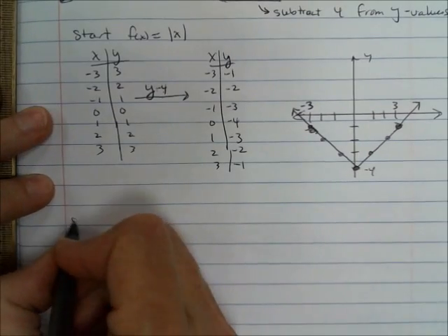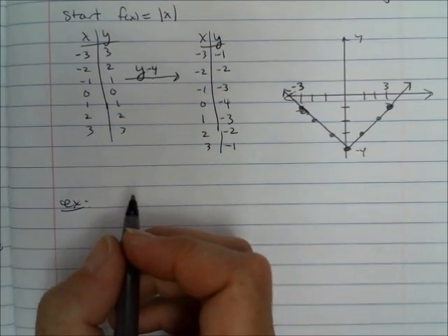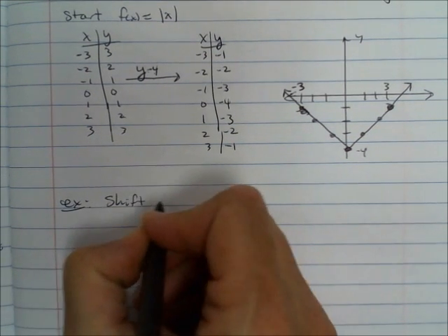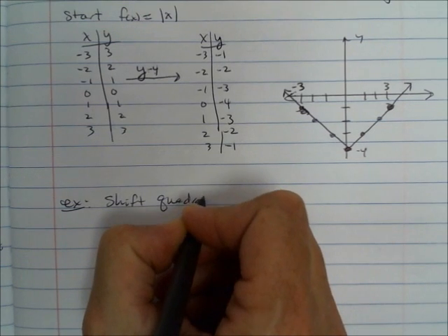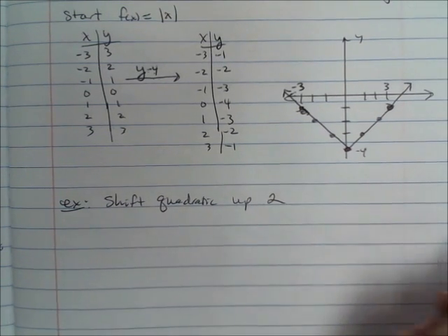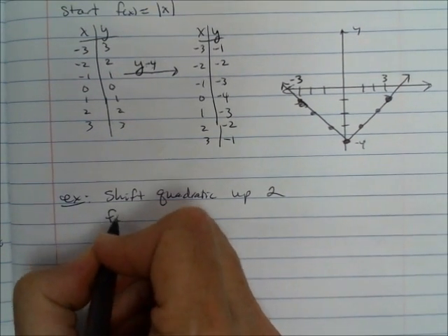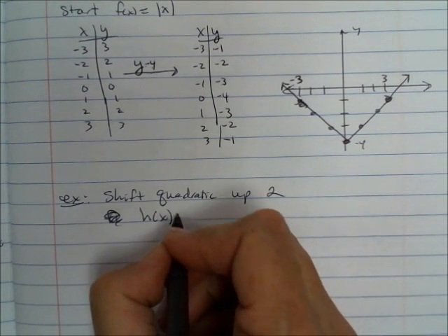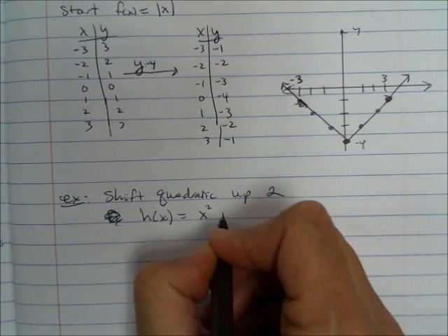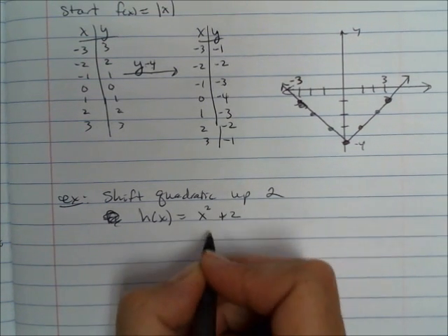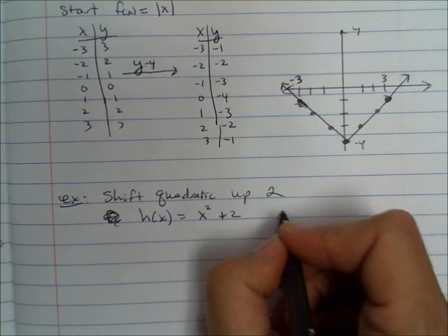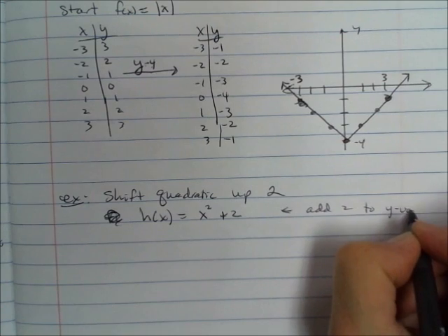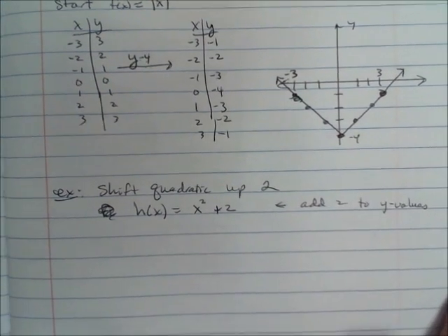Now for completeness, let's shift something up. Let's shift a quadratic up. Let's go up 2. So h of x is what we call our shifted function. So we're going to say h of x is equal to x squared plus 2. Notice the plus 2 is not inside parentheses like it was before. So if it's up 2, we're going to be adding 2 to the y values. That moves that whole parabola up 2.